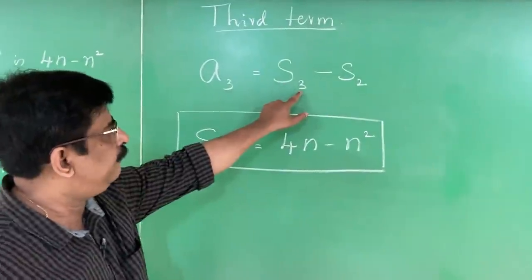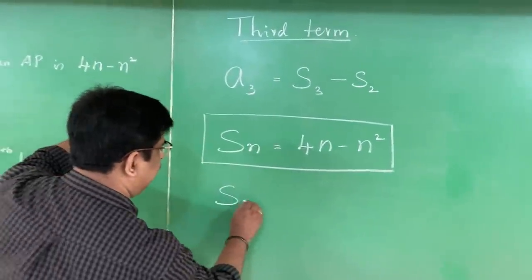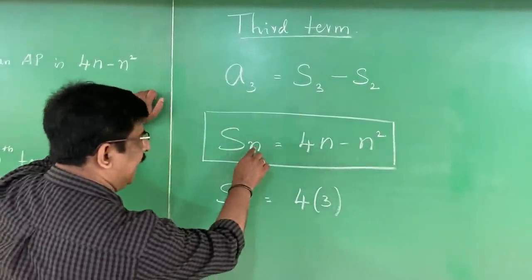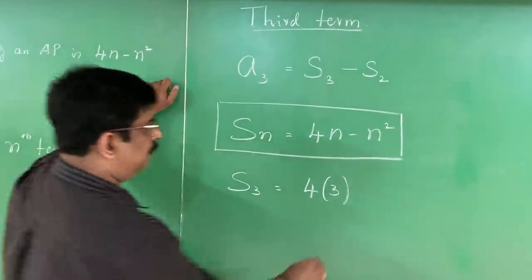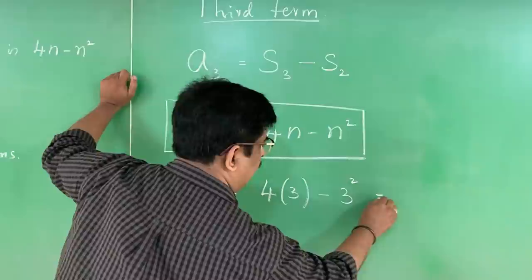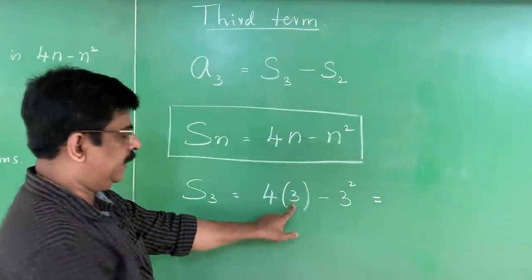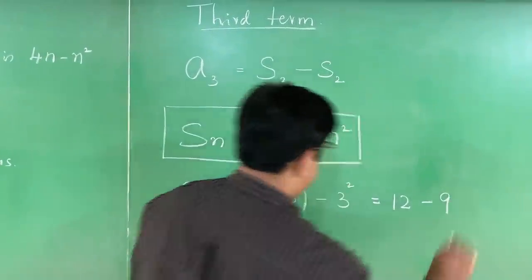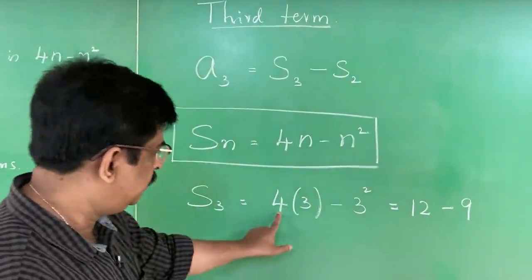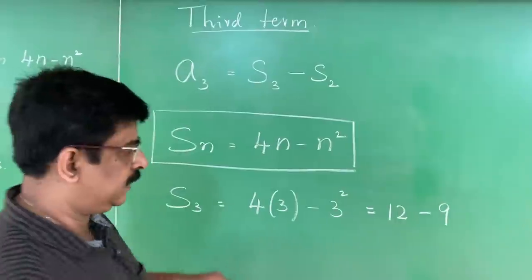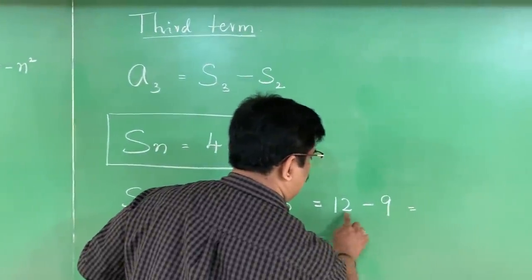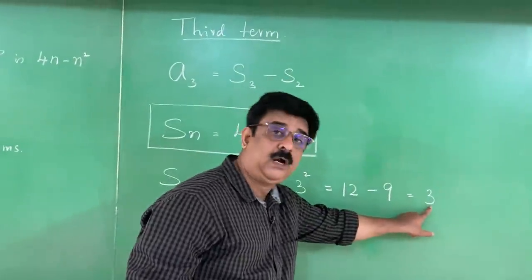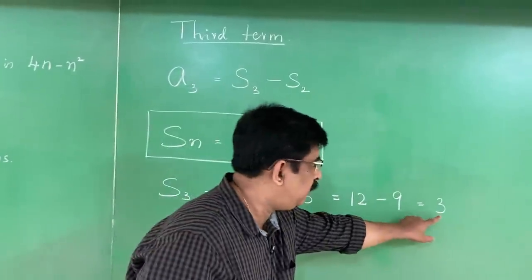Now what I do is, I find S3. S3 is equal to 4 of 3. Wherever n is there, replace it as 3. Minus 3 square. 4 into 3 is 12. Minus 3 square, 3 into 3 is 9. 12 minus 9 is 3. Therefore, S3 is equal to 3. Means the sum of the first 3 terms is equal to 3.